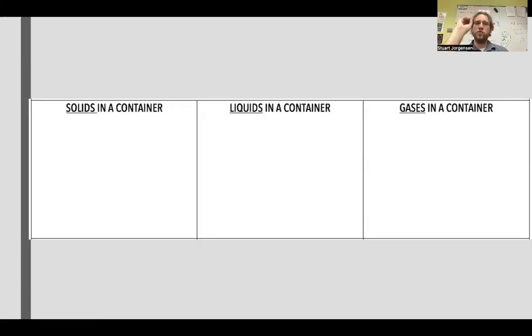Take a second, pause the video, and draw what you think a solid would look like at the particle level, what a liquid would look like at the particle level, and a gas at the particle level.